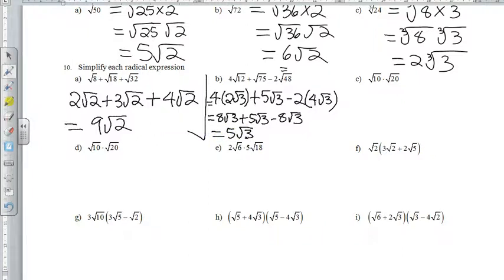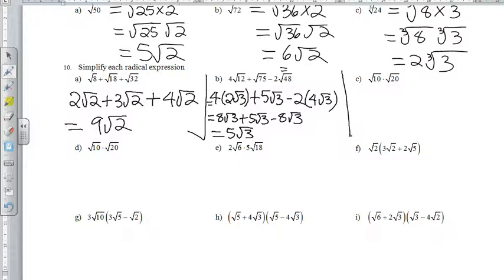Okay, now, you could check this, and how would you check this? If you want to know, how do I know I'm right? You can just plug this in your calculator. 4 times root 12 plus root 75 minus 2 times root 48, hit enter. 5 times root 3, hit enter. If they're the same, then you know that you've done it correctly. If they're not, you made a mistake somewhere. And sometimes the mistake could be in the checking, and the mistake could be in the working out, so that's what you have to sort of figure out.